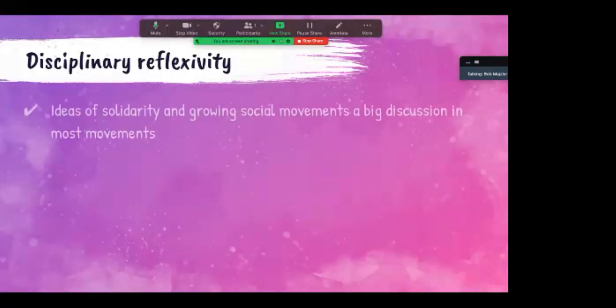Disciplinary reflexivity, ideas of solidarity and growing social movements, is a big discussion in most movements. So my dissertation was in the larger question of social movements and identity work in social movements, my motivation being connected to my mentor Dr. White's work with Black men who identify as feminist. So I wanted this work to be in conversation with the social movements.